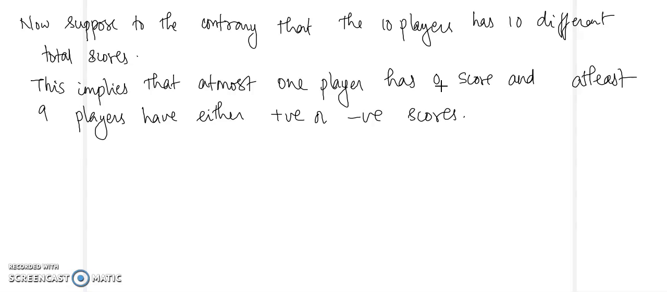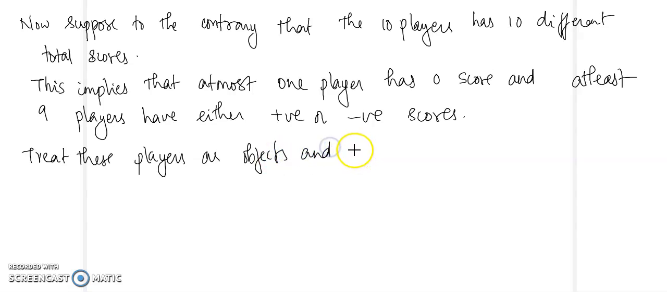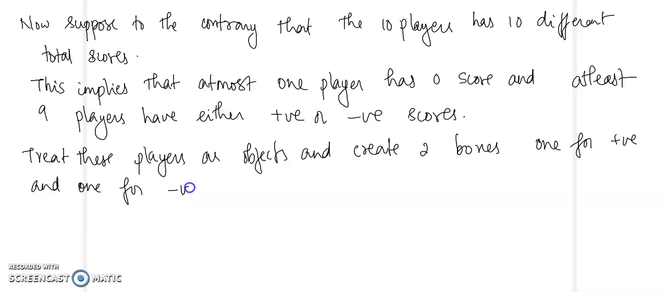Now let us consider these players to be objects and the boxes to be our scores. So boxes will be either positive or negative. So now we will use the Pigeonhole principle. So treat these players as objects and create two boxes, one for positive and one for negative scores.